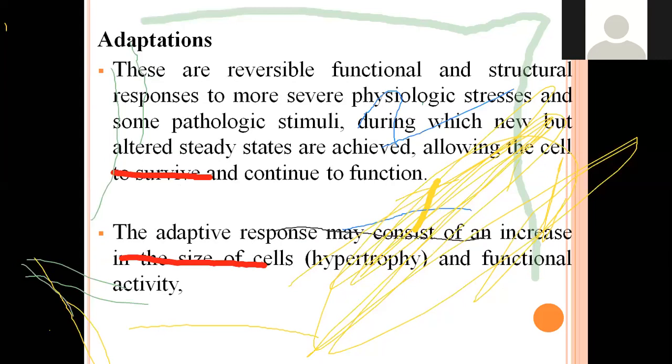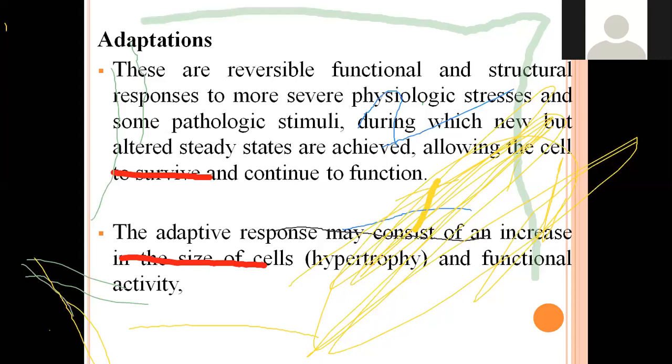So moving on, we want to look at adaptation, because we said that one of the ways in which the cell responds to stressors is adaptation. Adaptations are reversible functional and structural responses to more severe physiological stresses and some pathological stimuli, during which new but altered steady states are achieved, allowing the cell to survive and continue to function.